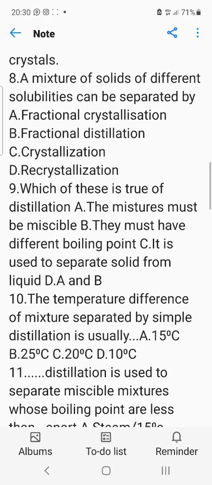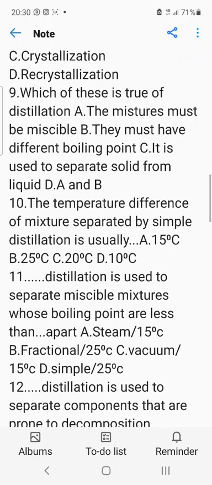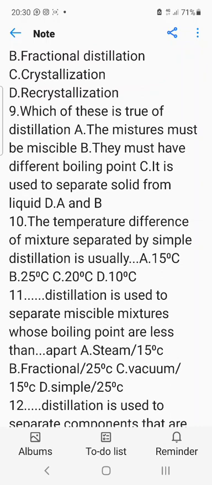Number 9, which of these is true of distillation? A, the mixtures must be miscible. B, they must have different boiling points. C, it is used to separate solid from liquid. D, A and B. All of them are correct. I ought to have said which of these is true, then D would have been all of the above. So all of them are true about distillation.